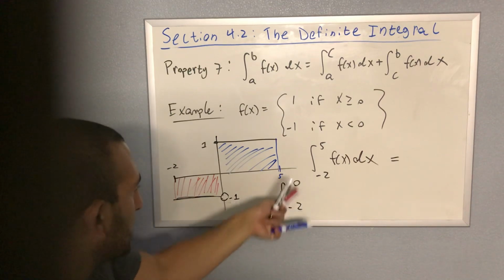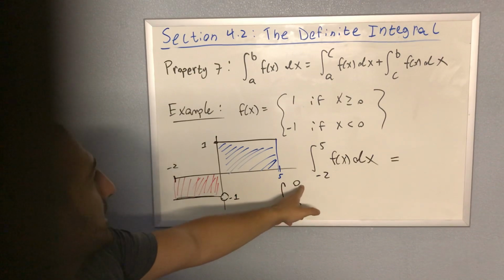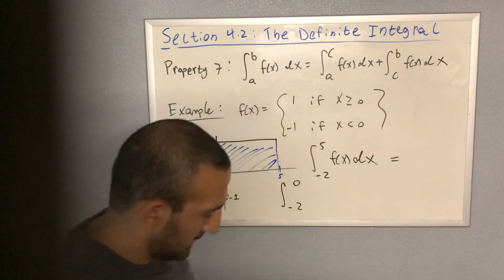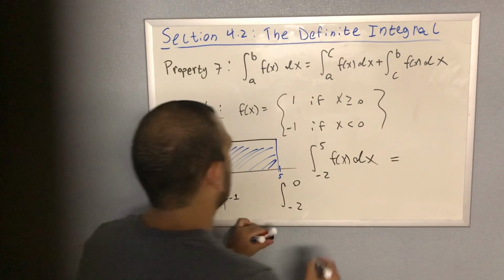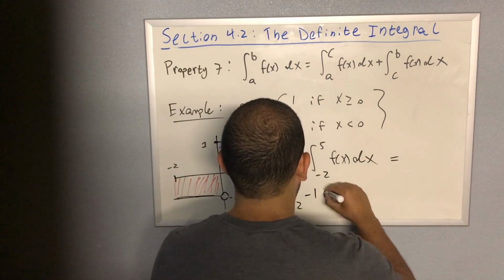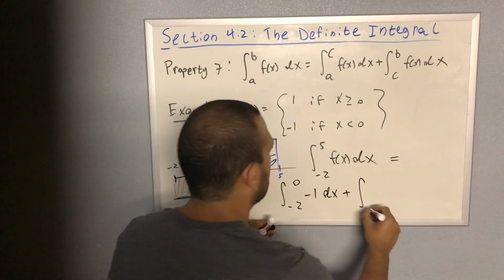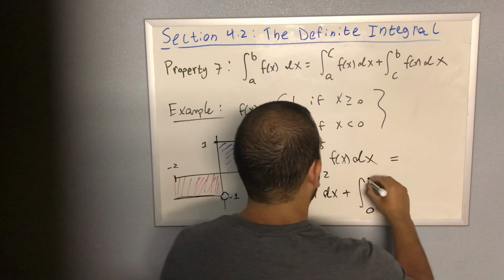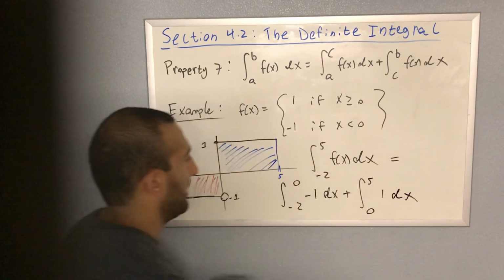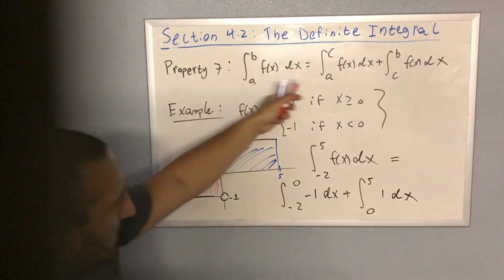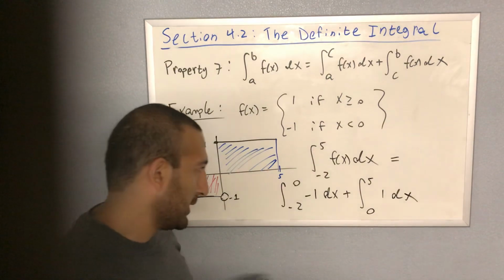So from -2 to 0, right, C in this case is 0. It's the intermediate point. From -2 to 0, the function has a value of -1, so it's literally just the integral of -1 dx. And then we can pick up from 0, so from 0 to 5, it has the value of 1. So see, that's how we're using this property. We're breaking up the integral into different pieces, which is really, really helpful.